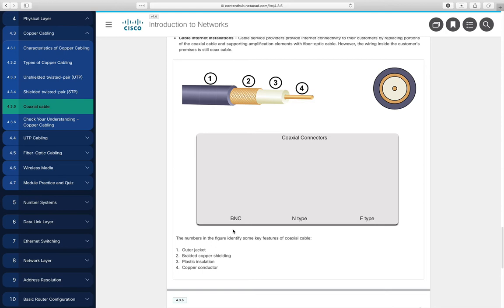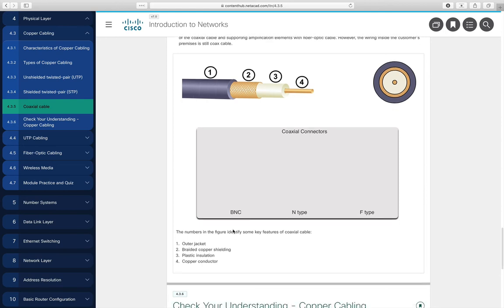A BNC connector is one that you push on and kind of twist and it snaps into place. An F connector is what, if you have cable TV or a satellite system, like Dish or DirecTV, that's typically going to be an F-type connector.